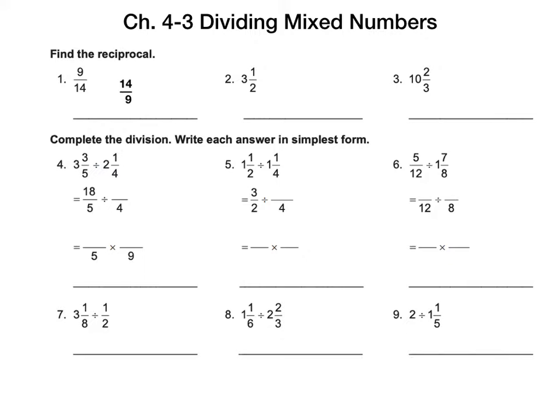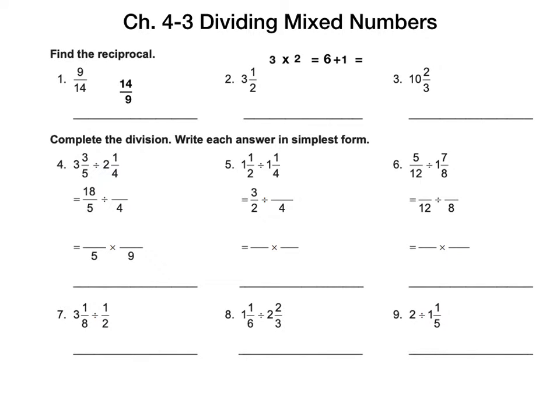So now we're going to move on to a harder problem, number 2. We have 3 1/2. So to get to the reciprocal, we have to change our mixed number to an improper fraction. So to do that, we take our whole number, which is 3, and we're going to multiply that by the denominator, which is 2. 3 times 2 is 6. We're still not done yet. We take that answer and we add the numerator, which is 1.